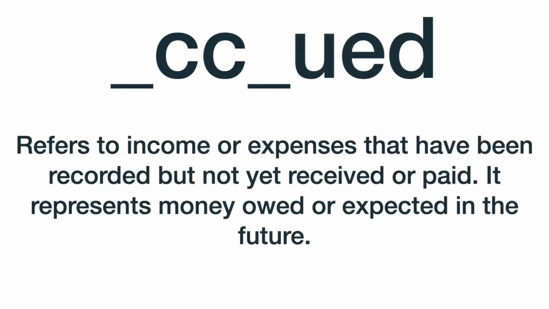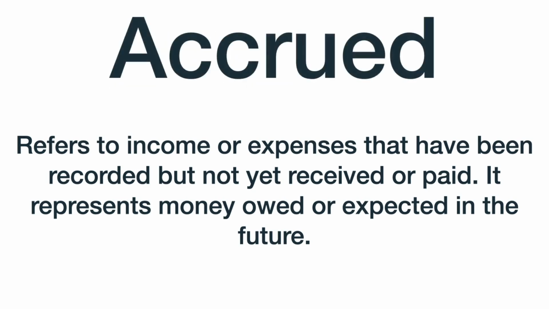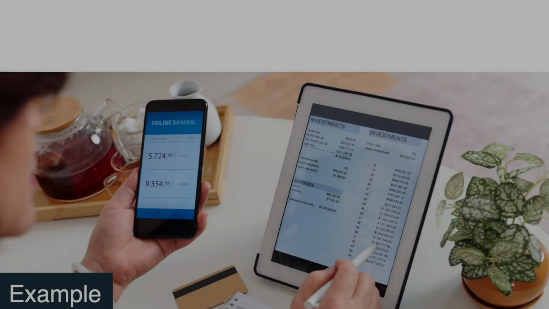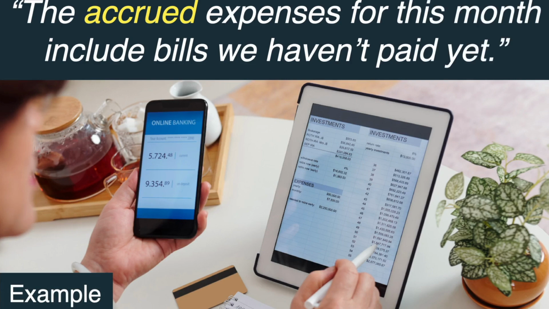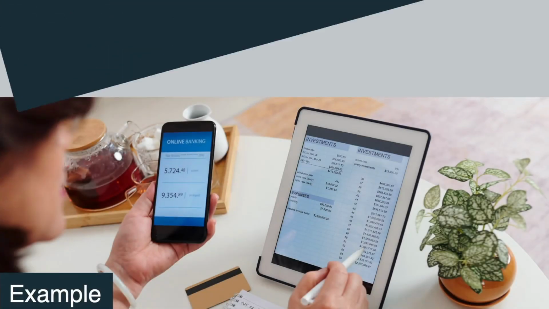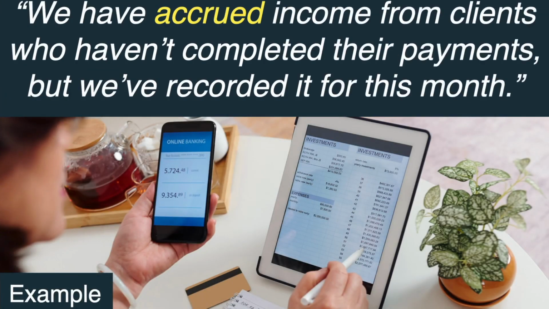Our next accounting word, it refers to income or expenses that have been recorded but not yet received or paid. It represents money owed or expected in the future. Have you guessed the word? It's accrued. The accrued expenses for this month include bills we haven't paid yet. We have accrued income from clients who haven't completed their payments, but we recorded it for this month.